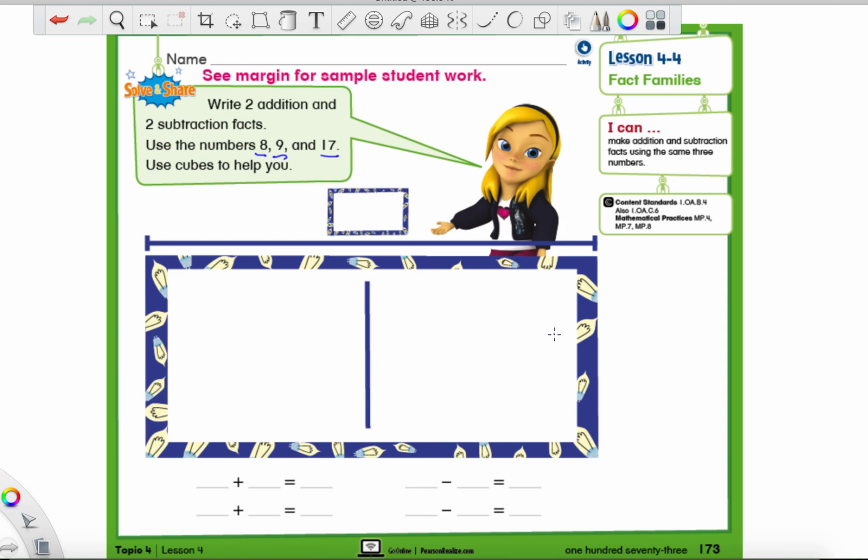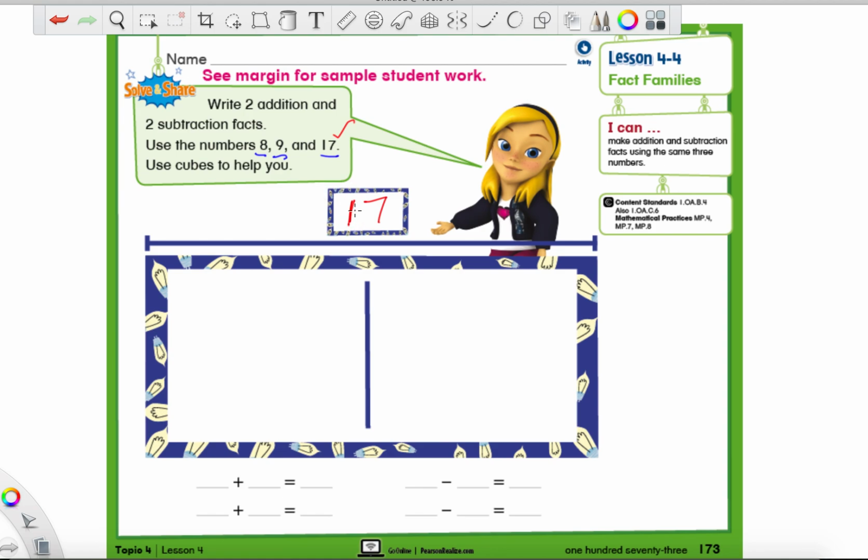Okay, what is the biggest number there in this fact family? Is it 8, 9, or 17? If you're pointing at the 17, you are absolutely right. That is the biggest number. So it has to go in this top box. So 17 is our total.